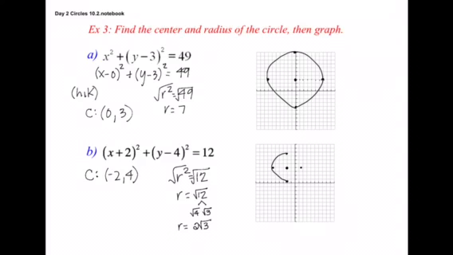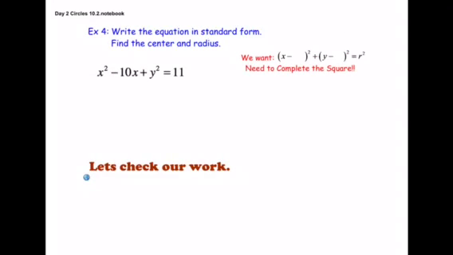Connect your dots, and you just graphed the circle. So the next example says write the equation in standard form, find the center and the radius. So we have an additional term right here. In order to write the equation in standard form, we need to complete the square in order to get our factors.